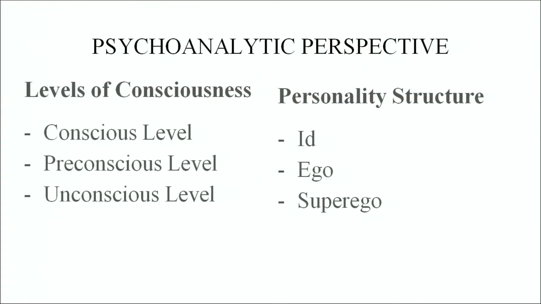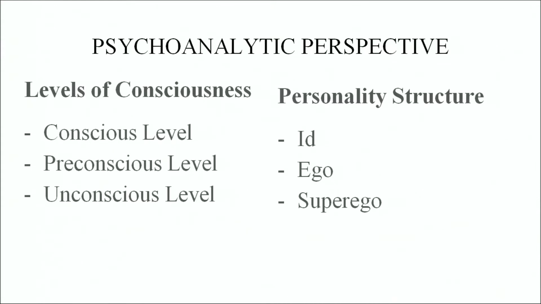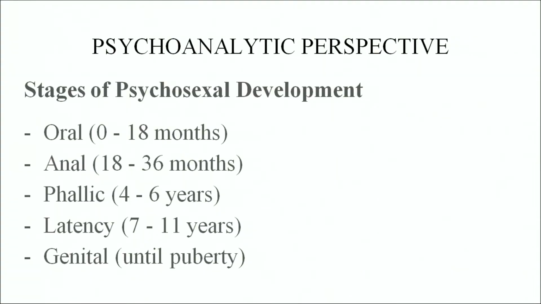The levels of consciousness that Freud gave were consciousness, pre-conscious and unconscious. Along with that, there were some personality structures that he talked about: id, ego and superego. Then he also talked about stages of psychosexual development, which are the oral, anal, phallic, latency and genital stage.